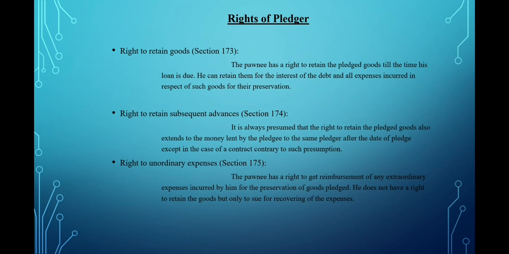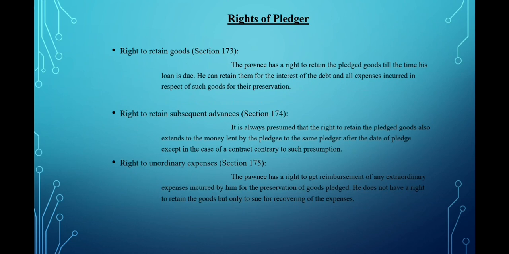Second, Section 174 says it is always presumed that the right to retain the pledged goods also extends to the money lent by the pledgee to the same pledger after the date of pledge, except in the case of a contract contrary to such presumption. Now, Section 175 says right to extraordinary expenses.